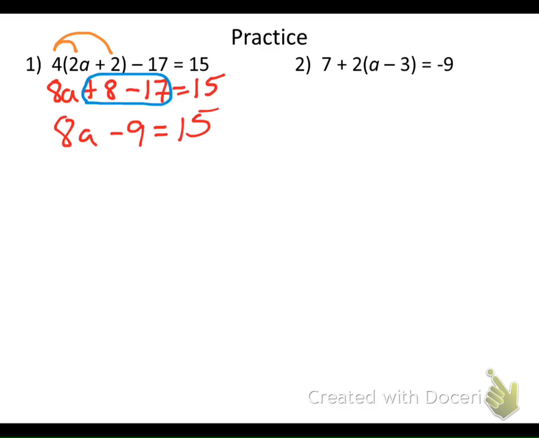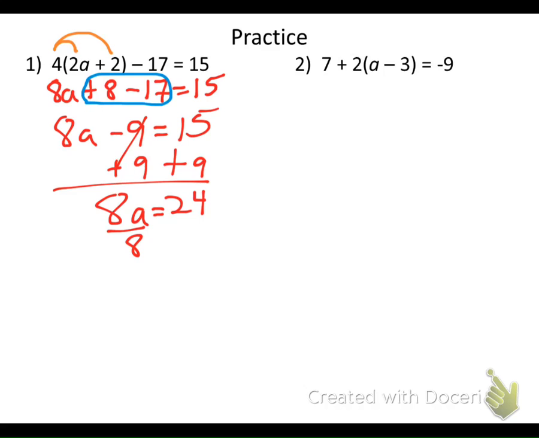We didn't do anything. Now this looks like a two-step equation, what we did yesterday on Monday. It's the same exact thing. Add 9 to both sides. So we get 8a equals 24. And then we simply divide by 8. A equals 3. So from this step right here, 8a minus 9 equals 15, this is exactly the same as we've done yesterday and what you learned last year.